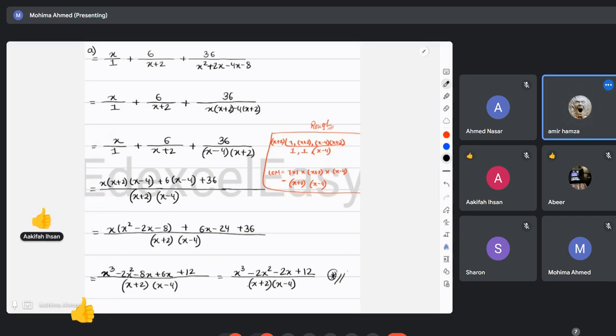Miss, yes. Can you explain to me why did you take the common factor x plus 2 instead of 1?